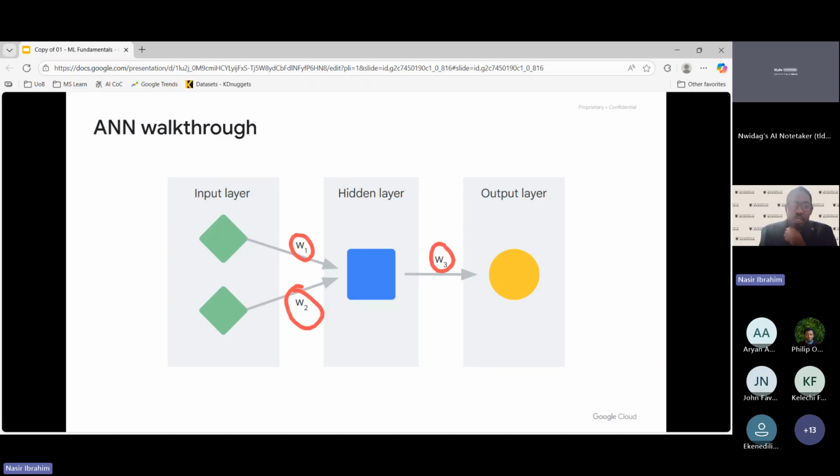Okay, so these are input. Let's say the inputs are A and B. So there's a linear relationship between the input and the hidden layer, and between the hidden layer and the output. Okay, and these weights are learned during the training process. So when you are training the model, one of the things that the model learns is these weights. And depending on the values of the weights, the performance of your model is going to change.